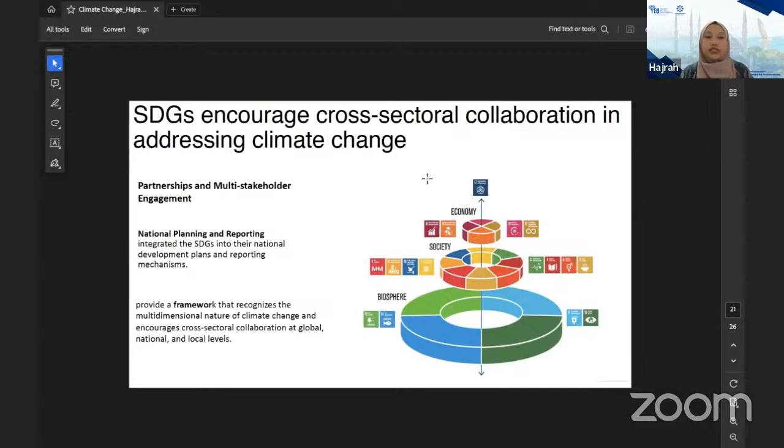And talking about SDGs for cross sectoral collaboration in addressing climate change, you can see here the SDGs goals separated into three categories. The first is the economy, society, and biosphere, and all this can only be achieved with collaboration and partnership and multiple stakeholder engagement, and also the national planning and reporting by each member country that integrates the SDGs into their national development plans and reporting mechanisms.